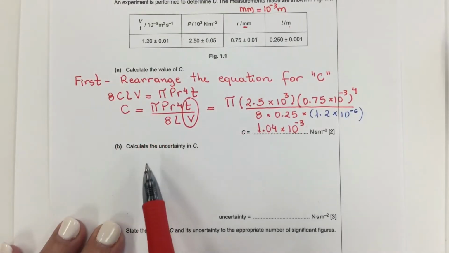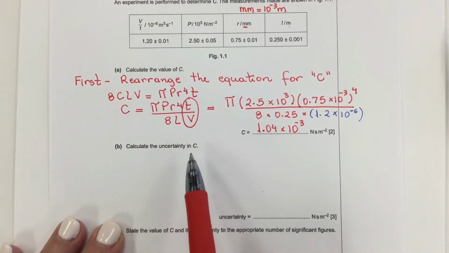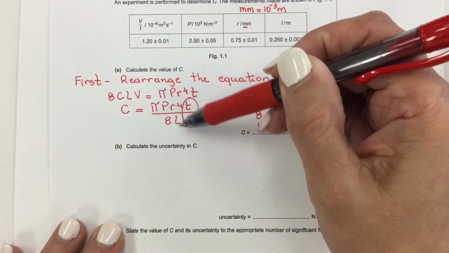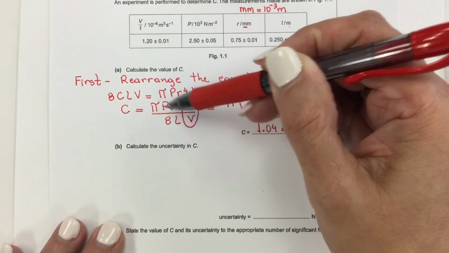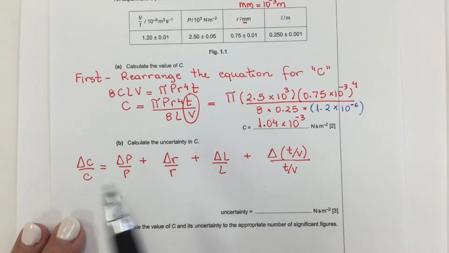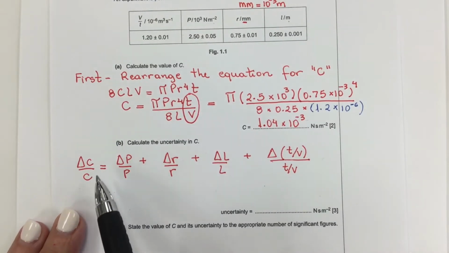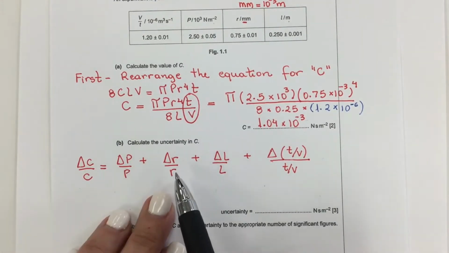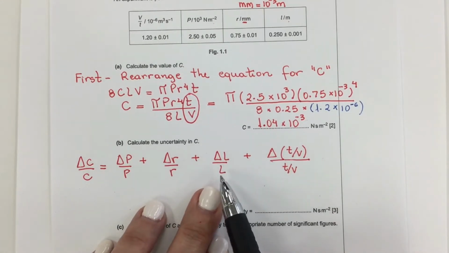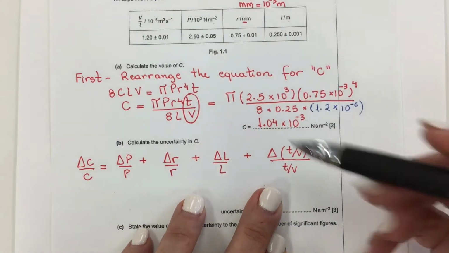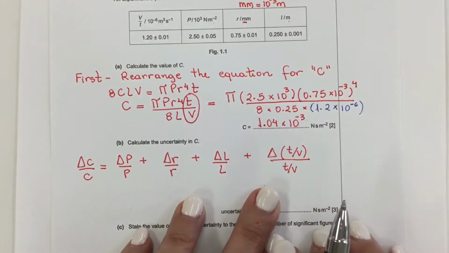Now it is asking to calculate the uncertainty in C. For this, you need to look at all the variables that are involved in this formula. So we have a lot of variables involved here. The uncertainty for C is the uncertainty for P, uncertainty for R, uncertainty for length, and uncertainty of this ratio, which is flipped, which is okay.